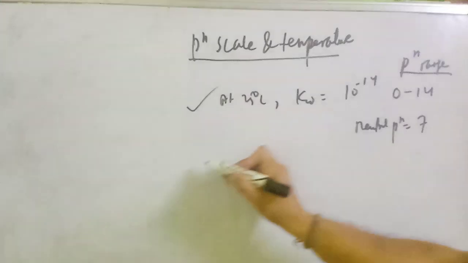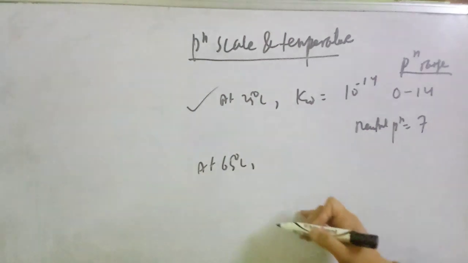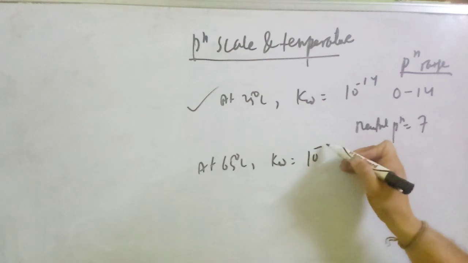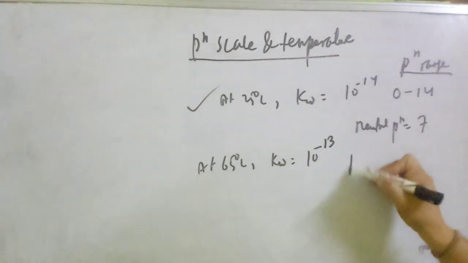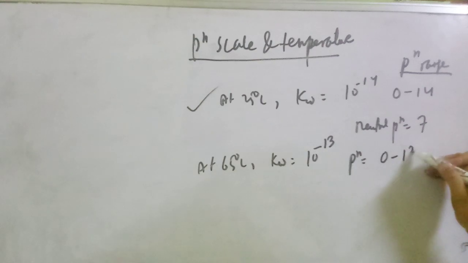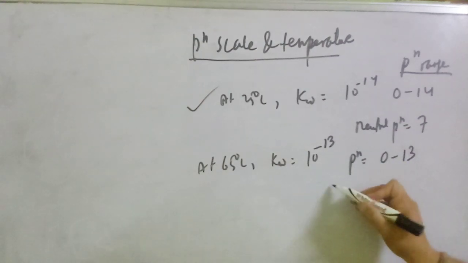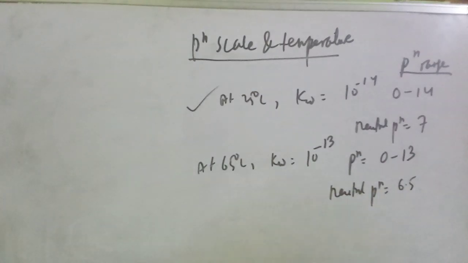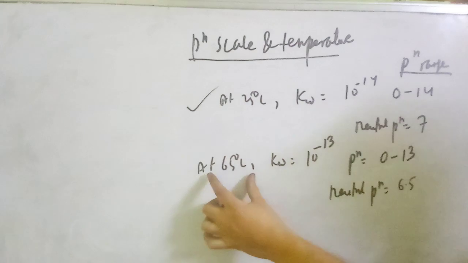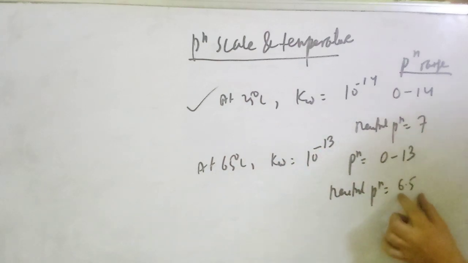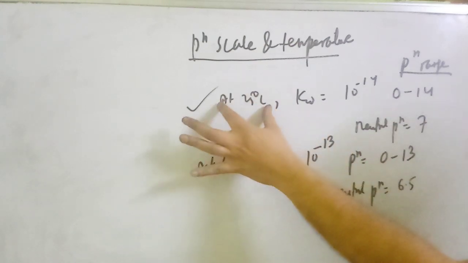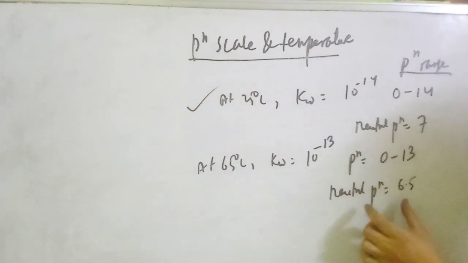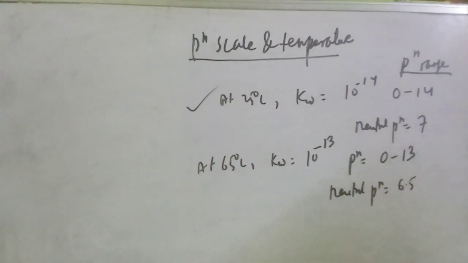But at 65 degrees centigrade, Kw is equal to 10 to the power minus 13, and the pH range will be 0 to 13 at that time. And the neutral solution has a neutral pH equal to 6.5 at that time. So at 65 degrees centigrade, the pH of a neutral solution is 6.5. It is not 7, right? At 25 degrees centigrade, the pH of a neutral solution is 7, but at 65 degrees centigrade, the pH of a neutral solution is 6.5. That you must know.